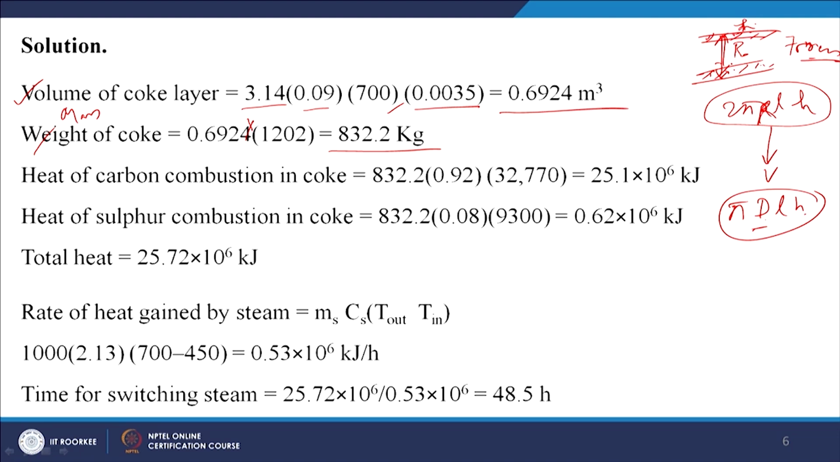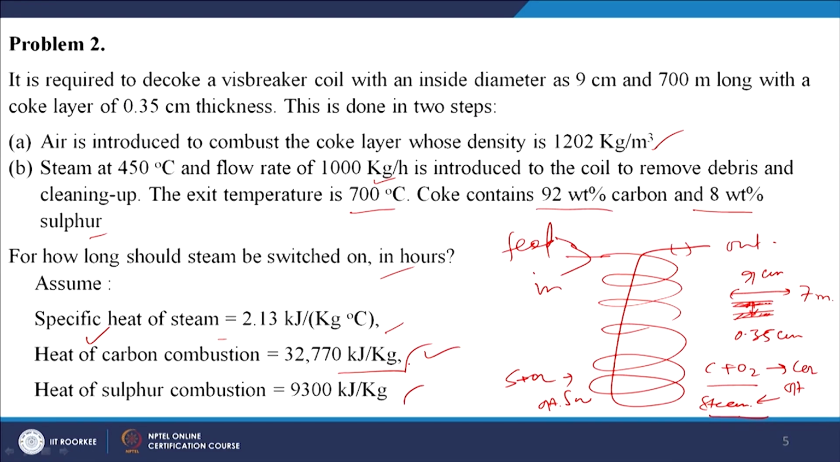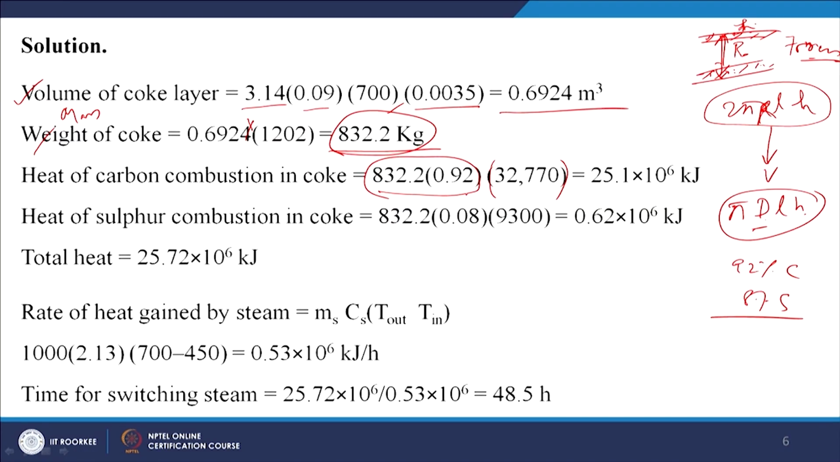Then, what will be the heat of combustion of coke? This coke has 92% carbon and 8% sulfur, it is given. So, 0.92 of the mass of coke will be the mass of carbon, and that will be combusted to CO2. For that, del H value is equal to 32770 kilojoule per kg. Multiplying the total mass in kg by this, we get 2.5 into 10 to the power 6 kilojoule by approximation.